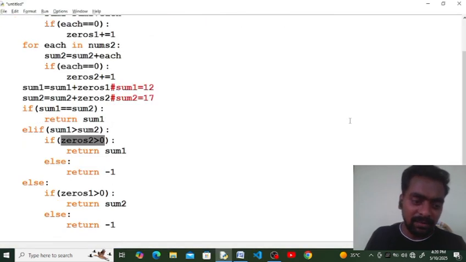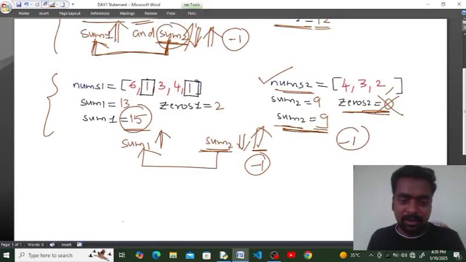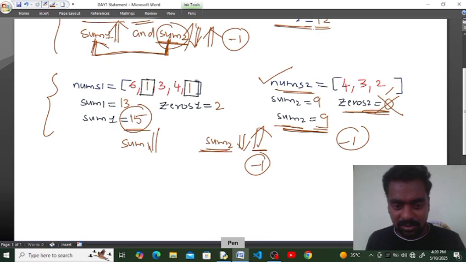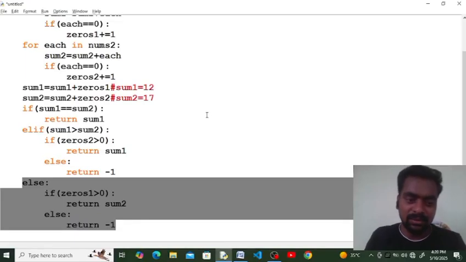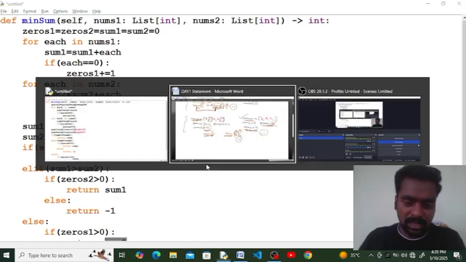In the same way, this is for sum 1 being smaller. If sum 1 is smaller and sum 2 is larger, but in the first array nums 1 we don't have any zeros, then the answer is minus 1. That is what I'm writing here. So if there are no zeros in the first array, then the answer is minus 1. If the zeros count is greater than 0, the answer will be sum 2. So this is the code for today's challenge.